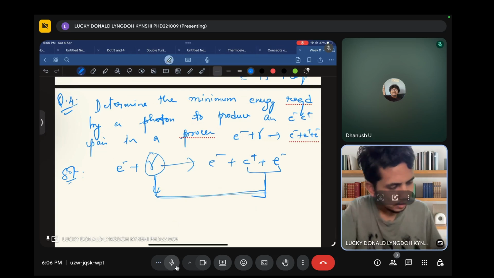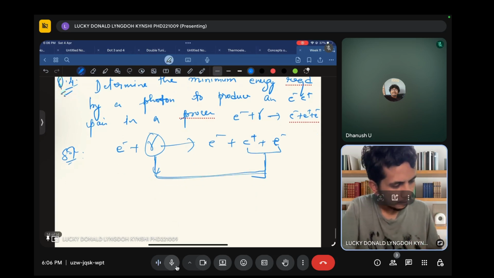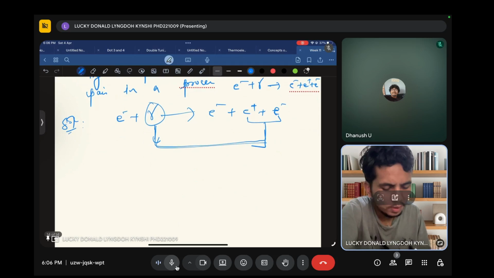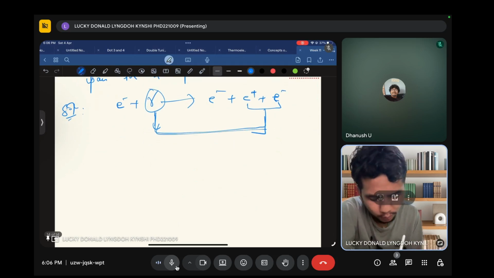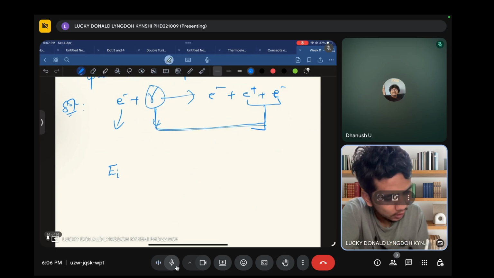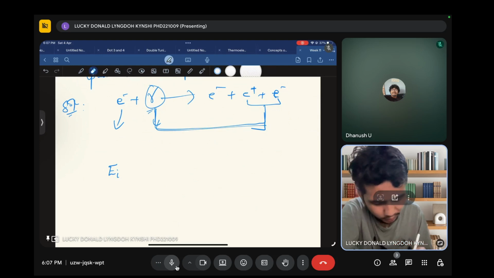So here, to find this, we can use conservation of energy and momentum. That is the most standard way to find the minimum energy. If you want to apply conservation of energy, initially, this is the initial state, and let's say the photon has energy E gamma. So let me just write it a little more clearly.